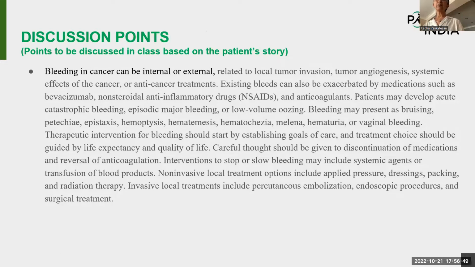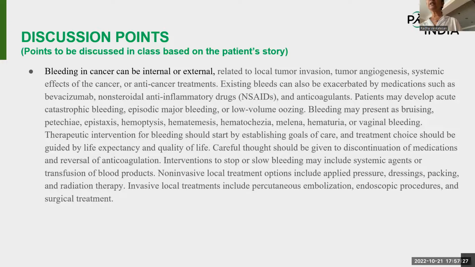What are the main discussion points? Bleeding in a cancer patient could be internal or external. As we have seen today, there are different types of possibilities of bleeding that could happen. And these existing bleeds can be exacerbated by medications, which was also discussed in our discussion today, such as non-steroidal anti-inflammatory drugs and anticoagulants. So you have to have all those in mind. And the patient may develop a catastrophic bleeding. And then that bleeding could be mild, moderate, or severe. So you have to deal with it appropriately.